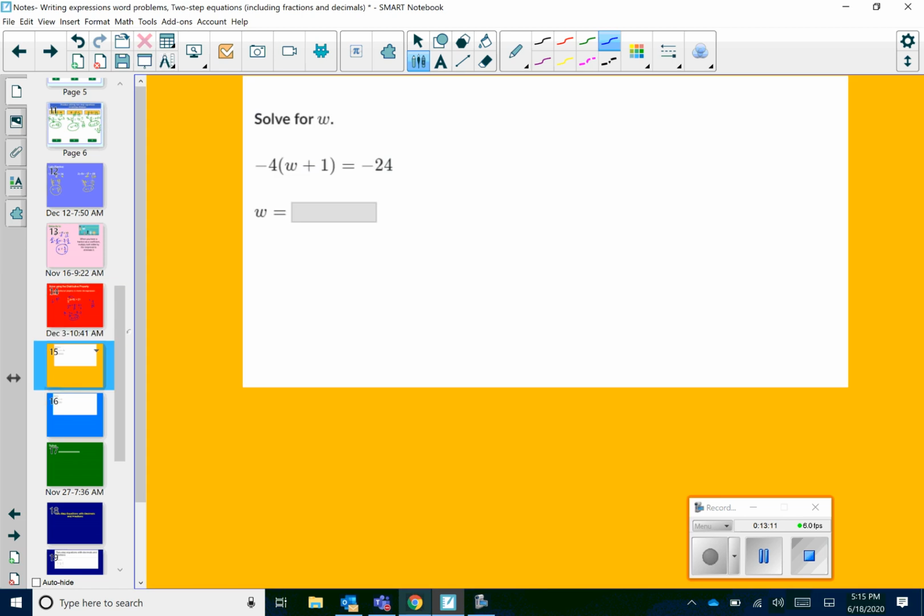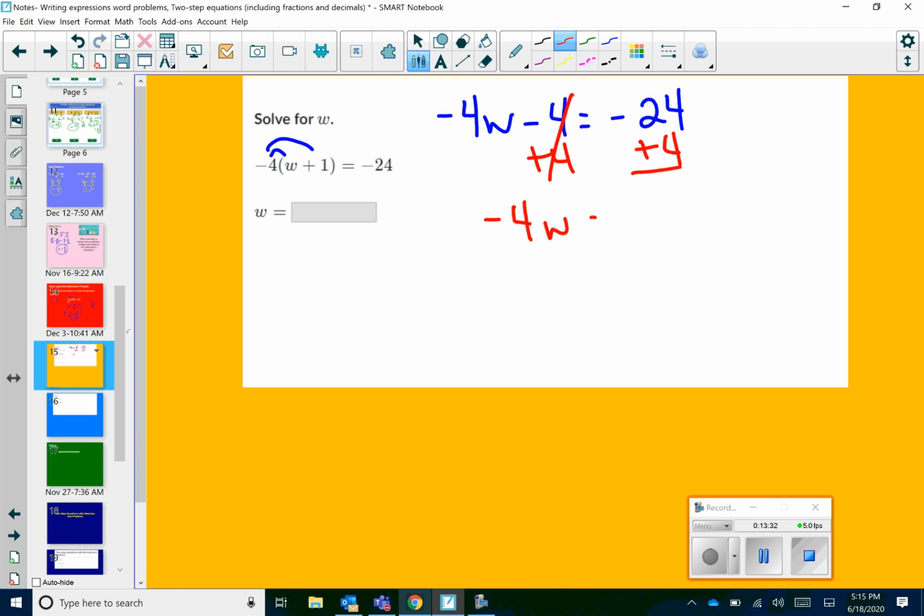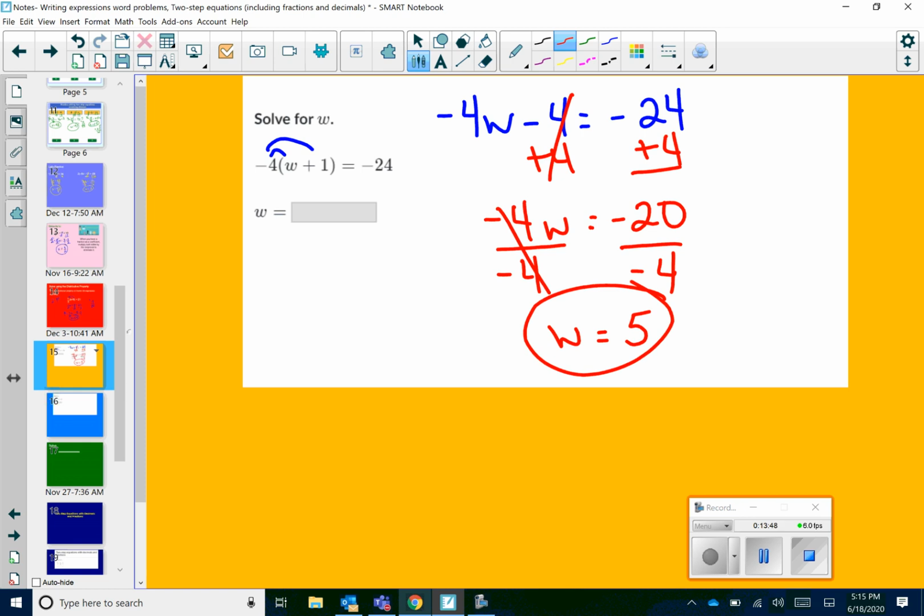Okay, again, we've got some distribution here. Negative 4 times w is negative 4w. Negative 4 times 1 is negative 4. And now we'd have a basic two-step equation. I'm going to add 4 on both sides. That leaves me with negative 4w equals negative 20. Negative 24 plus 4 is negative 20. And then my last step is to divide through by negative 4, leaving me with a positive 5. Negative divided by a negative is a positive.